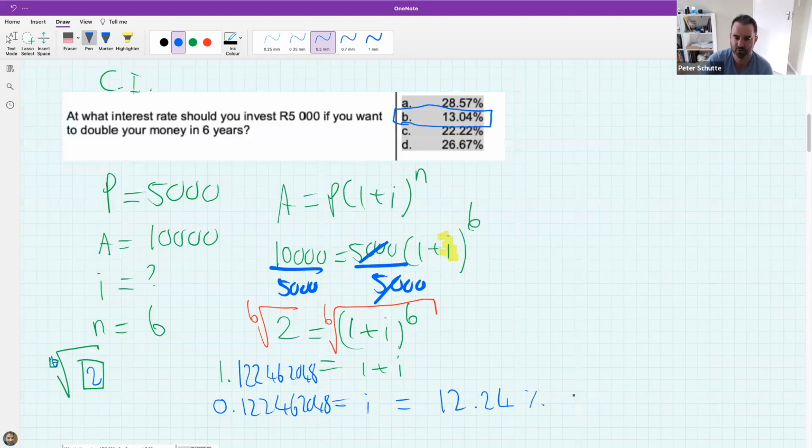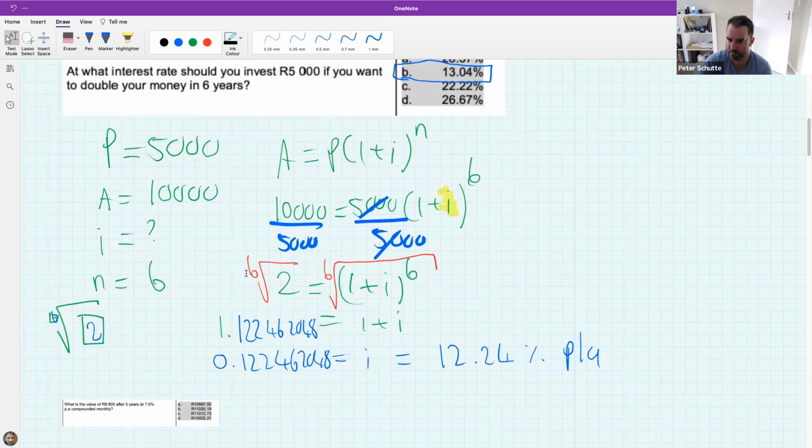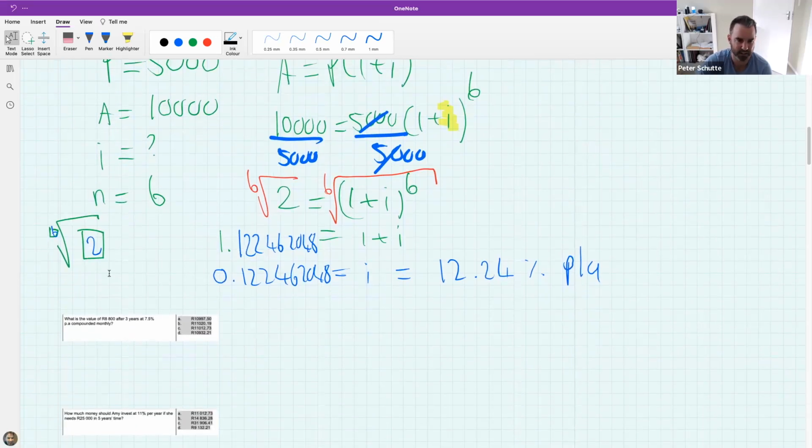And so this interest rate would be per annum. Okay, so you would get 12% per annum. And if you got 12.24% per annum, your 5,000 Rand would double in 6 years. That's what it means. Okay, it's quite a lot. Add 12% interest and you double your money that quickly.